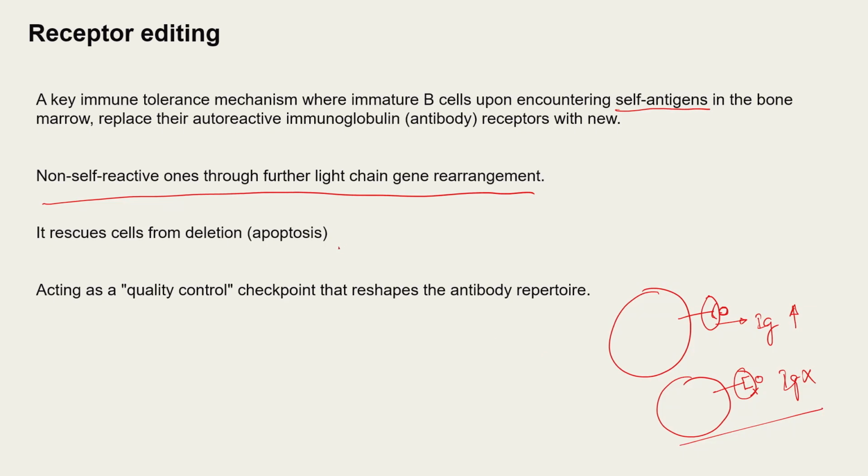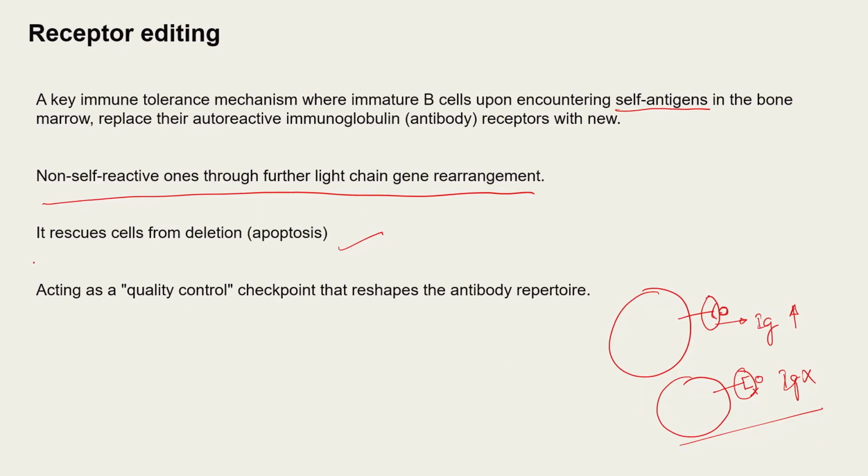This process is important because if there are cells reacting to the self antigen, they have to be deleted. Deletion is an energy-consuming process, and cells lose a lot of energy in making a new cell altogether. Therefore it is better to rescue the cell by editing the receptor at the cell level, so that the same cells can be utilized. It is therefore said to rescue cells from deletion, particularly the process of programmed cell death called apoptosis.